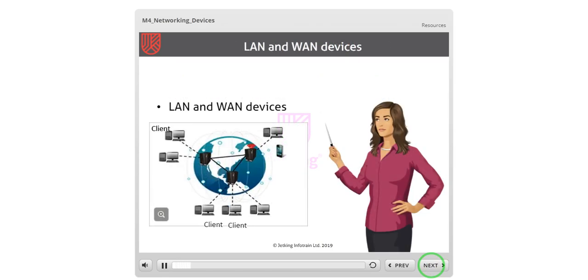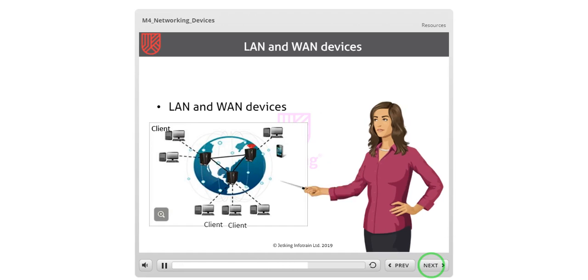Different types such as LAN and WAN. A LAN network is a collection of devices or computers connected to a common server, whereas a WAN network covers a huge amount of area as the network spans longer.